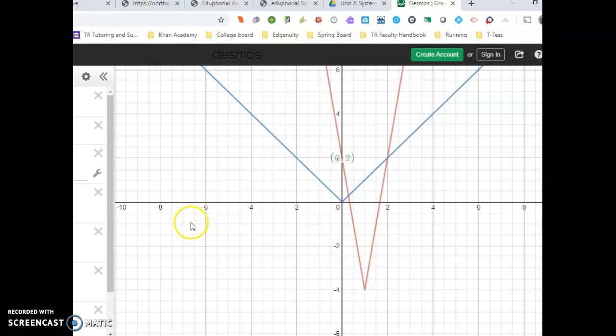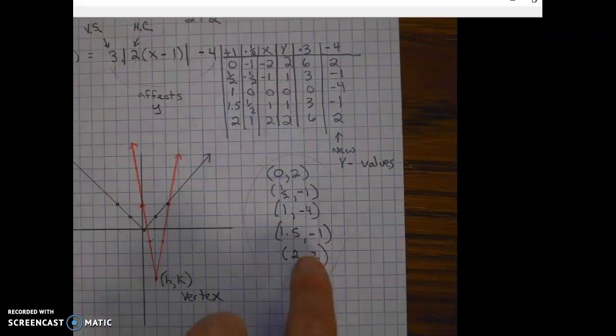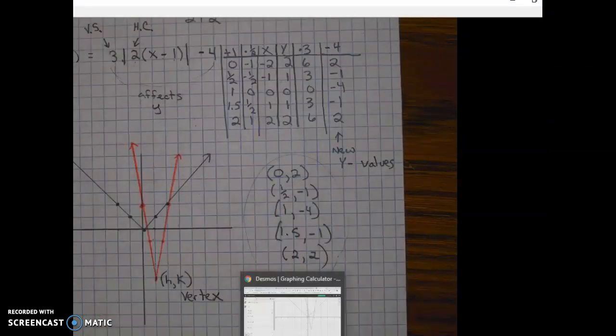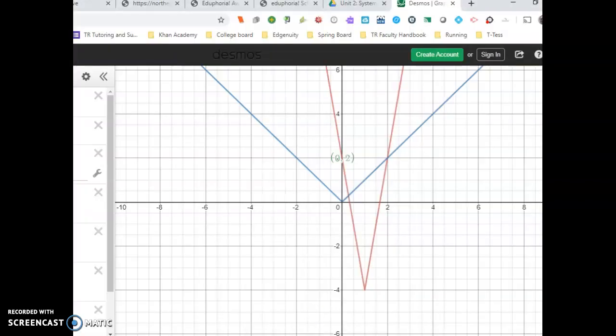Now I'm going to go ahead and make the points show up. The points that we found. These points right here. All right, and make sure they match the graph. So here is 0, 2. Here is a half, -1. Here is 1, -4. Here is a 1.5, -1. And then 2, 2. So you can see how the new points that we arrived at create the new transformed graph.